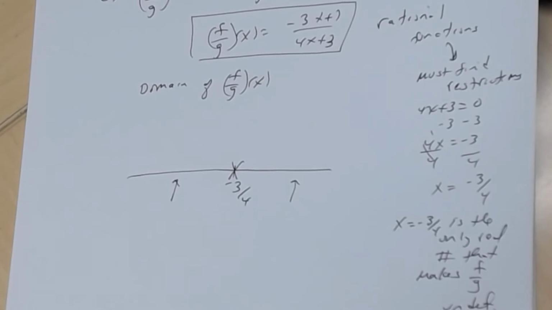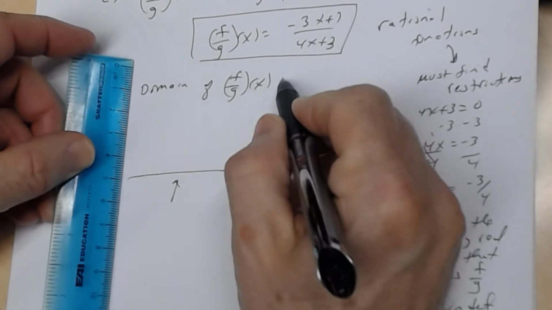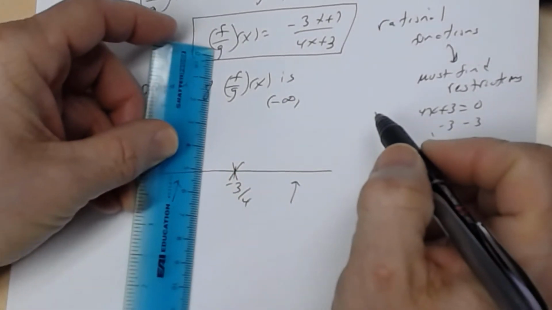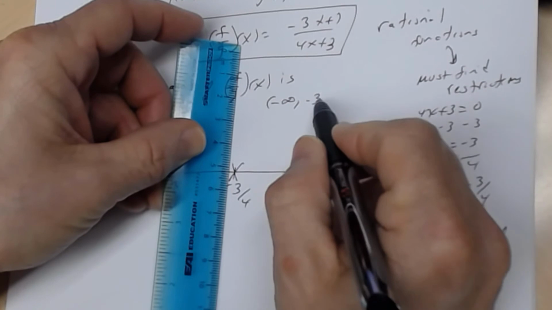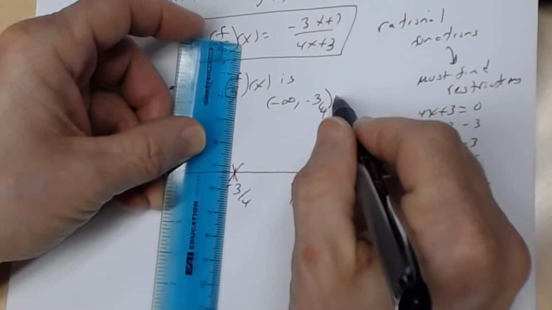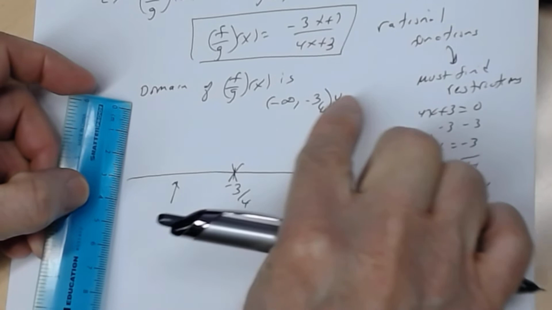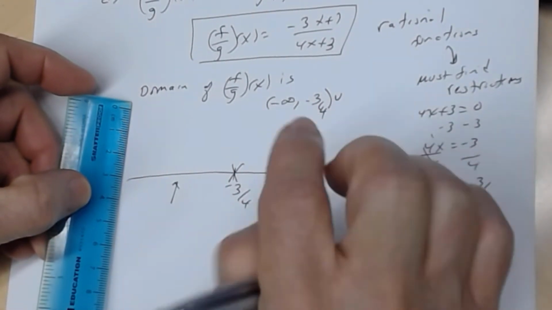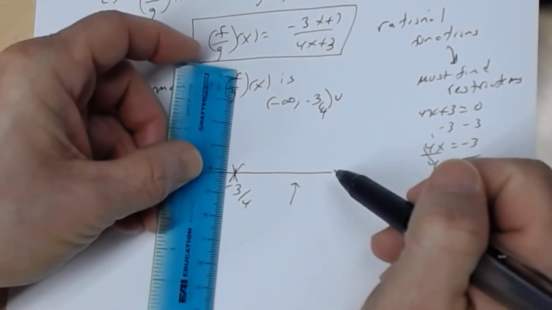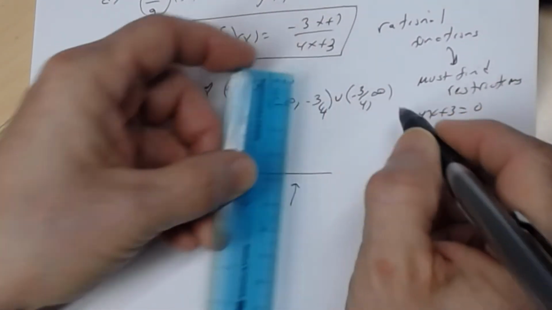And so what we did at that point was we went across the number line, and we said, well, we're going from negative infinity to negative 3/4. And remember what else we put? Since I cannot use negative 3/4, we had to use parentheses. Union, because remember there are 2 intervals, so the domain is the union of 2 intervals. Negative infinity to negative 3/4, and from negative 3/4 to infinity.